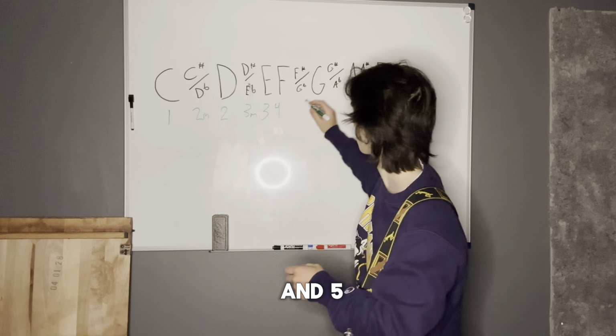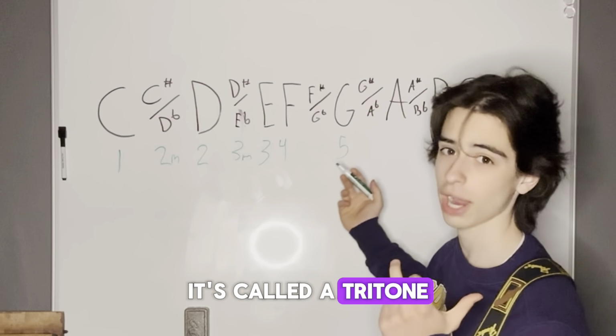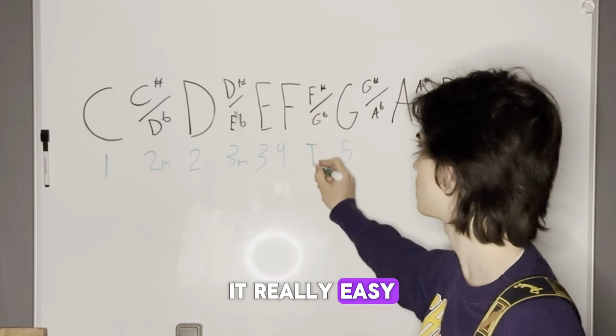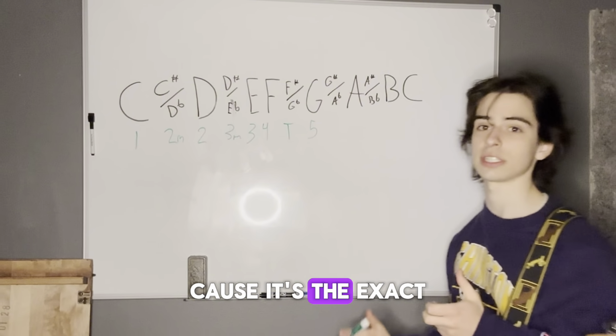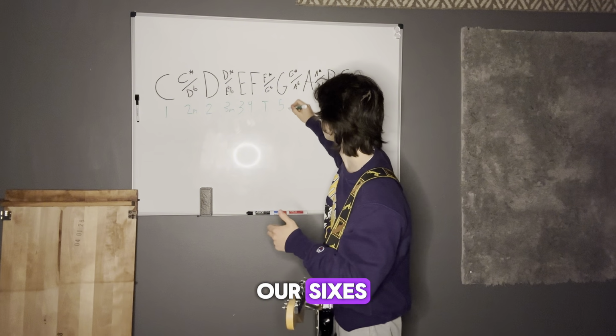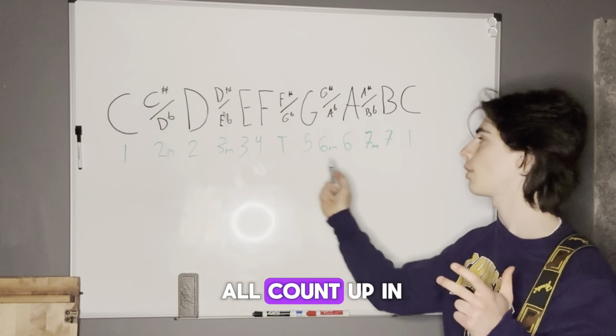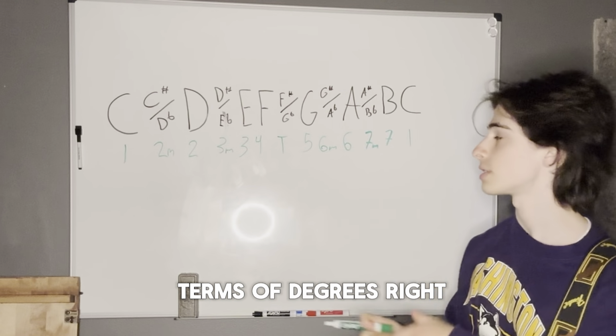We have 4 and 5, and this middle interval is called a tritone, so we'll just put a T to make it really easy. It's called that because it's the exact halfway point to the octave. And now we have our 6s, and then we get to our 7th. So this is how they all count up in terms of degrees, right?